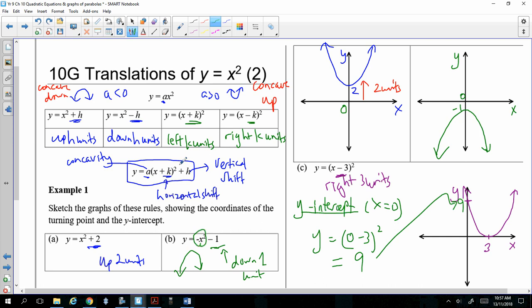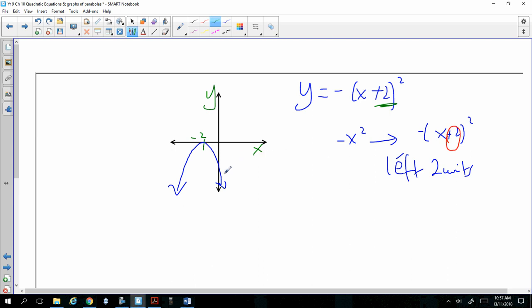And we also have to show the y-intercept by putting x equal to 0. So you do y equal to negative 0 plus 2 squared, which is equal to negative 4. So you get negative 4. Does that make sense?